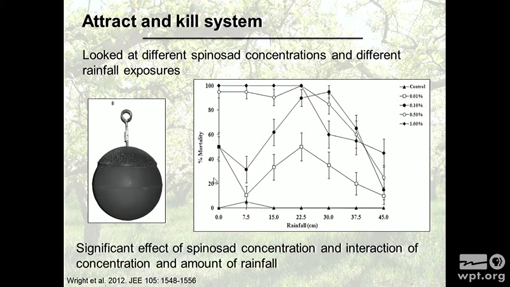Here, it's the same thing, it's a percent mortality. The concentrations are a little different. The top one is the 1%, so it's the same maximum they had in the previous study. And then they did 50%, and then 10th, and then 100th, and the control. And on the rainfall, they went further. They went all the way to 45 centimeters of rainfall. So your 25 would be somewhere around here to compare with the previous one.